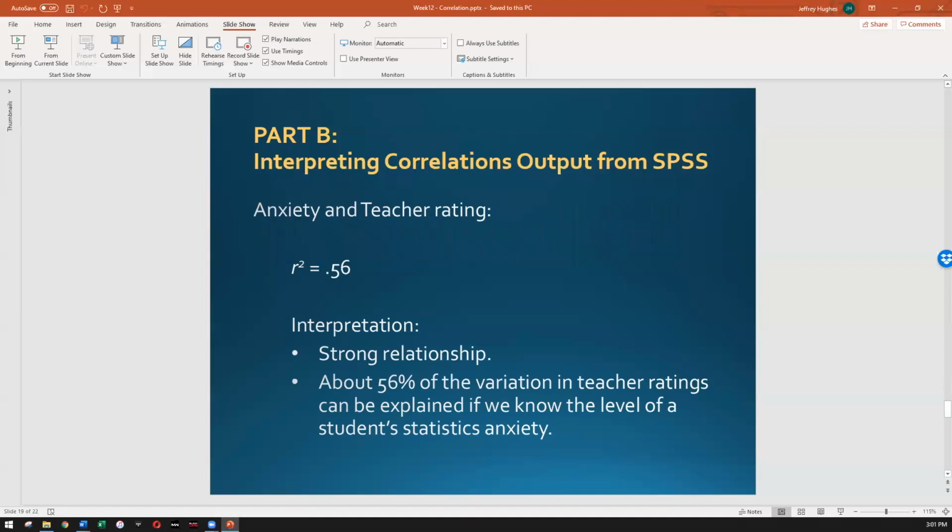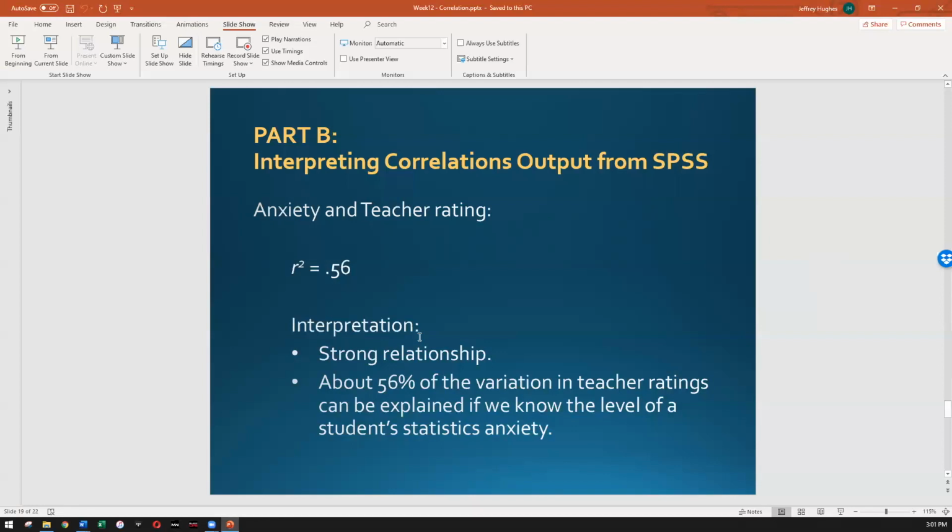Another thing you're going to have to do in part B, it's like the last thing you do, I believe, is interpret the R squared. So essentially, once again, you just square the r and you provide a very simple interpretation. So for the R squared for anxiety and teacher rating, it's an R squared of 0.56. We've calculated that previously in our significant write-up. And the interpretation of it, it's a strong relationship.